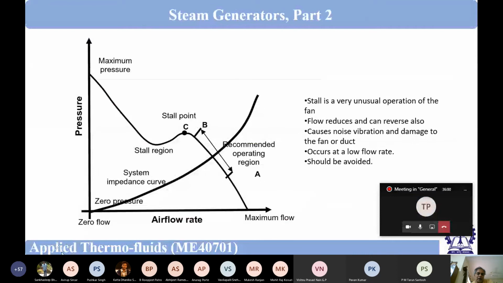Here. And the intersection of both these is the operating point. And then why are we telling all these things? As an engineer, the manufacturer will give you this curve. This fan curve will be given by the manufacturer. And then your boiler design is there, or let's say air conditioning room design is there.